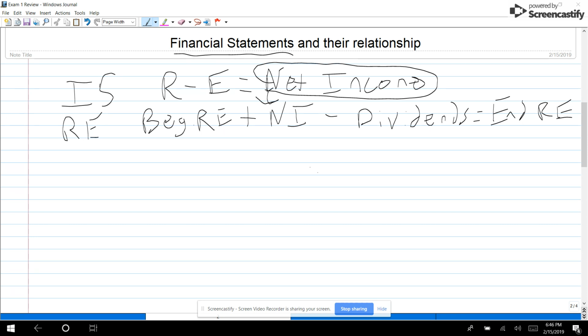So revenues and expenses are also going to affect the statement of retained earnings because they're going to flow into net income, which ultimately flows into the statement of retained earnings.